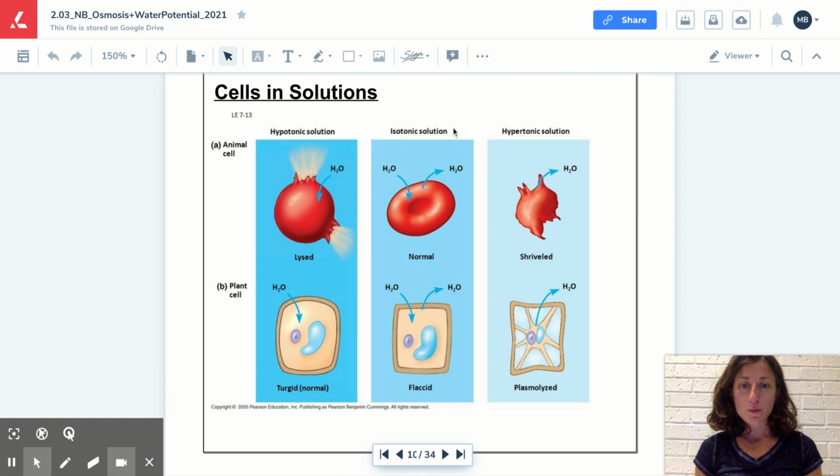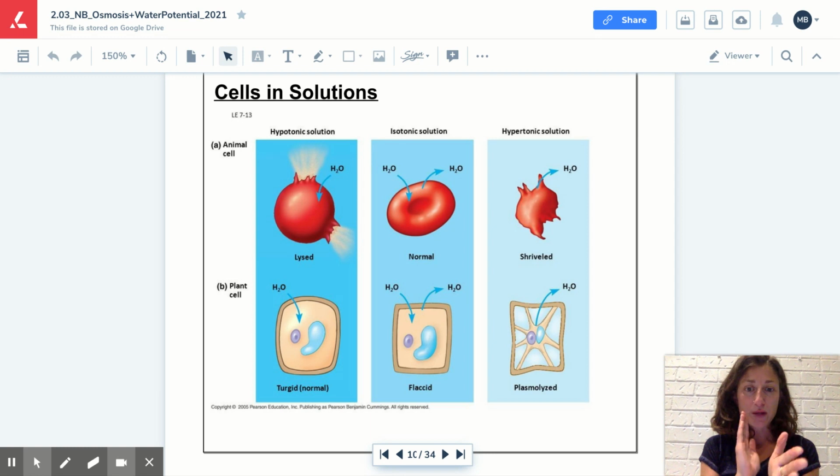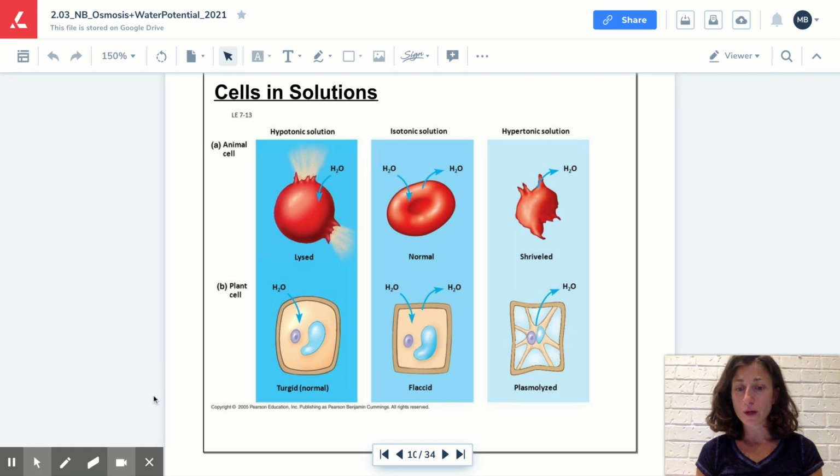Great. So then we have the isotonic solution. We're going to have some water come in, some water go out, but overall the net movement is equal. Okay. And then in your hypertonic solution, right, there's more water on the inside of the cell. The water will move out. Okay. And it will shrivel. It'll get smaller. Okay. So go ahead and make sure that those 3 words and a diagram are in your notes.